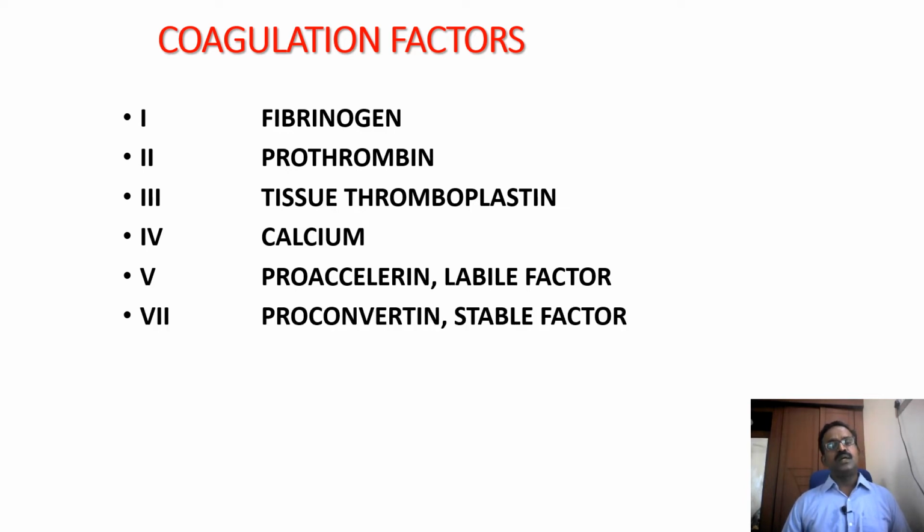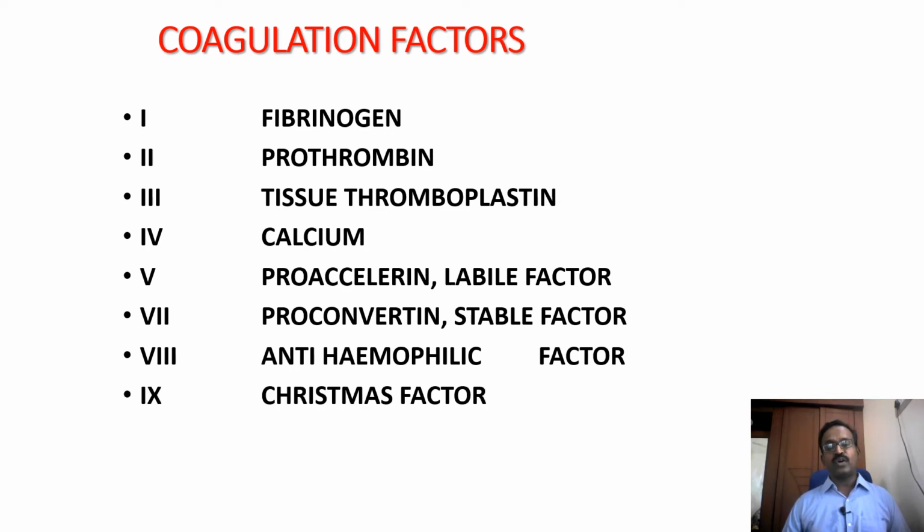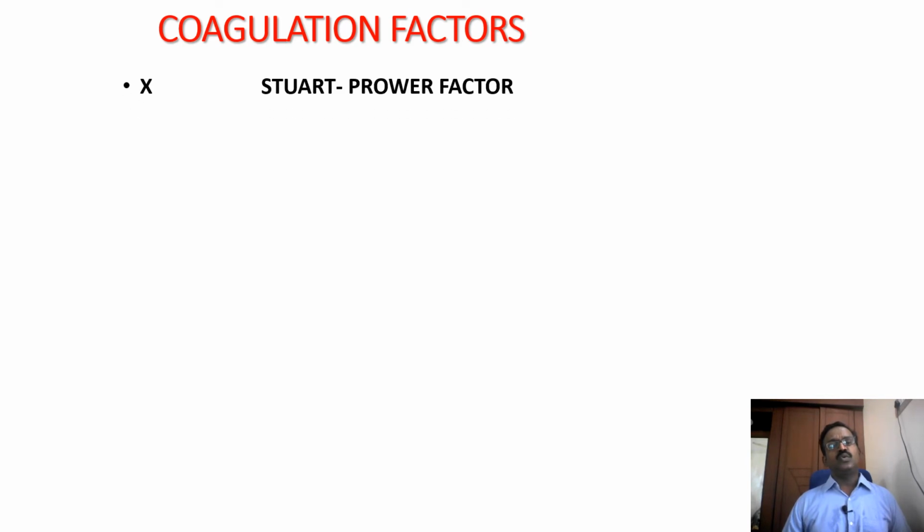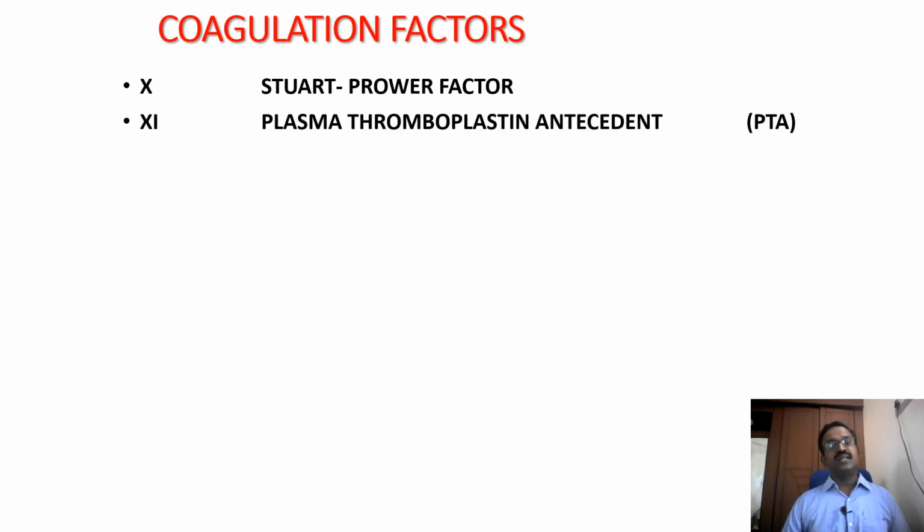The seventh coagulation factor is proconvertin, the stable factor. The sixth coagulation factor is absent. The eighth coagulation factor is the antihemophilic factor. The ninth coagulation factor is the Christmas factor. The 10th coagulation factor is the Stewart-Prower factor. The 11th coagulation factor is plasma thromboplastin antecedent, PTA.